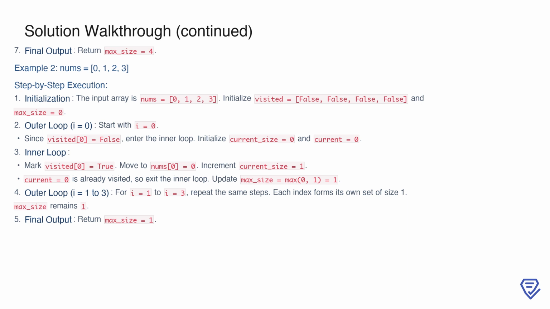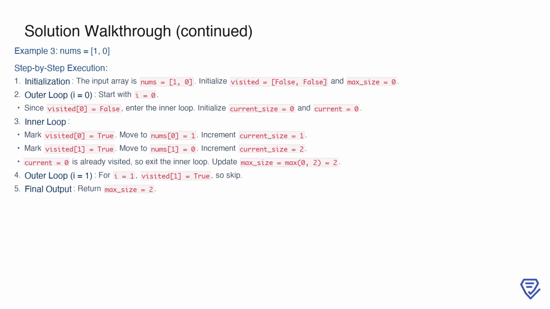For indices i equals 1 to i equals 3, each follows the same pattern. We process the index, mark it as visited, and find that it forms its own set of size 1. Since all indices loop back to themselves, max_size remains 1. After processing all indices, we return max_size equals 1 as the final result for this example.